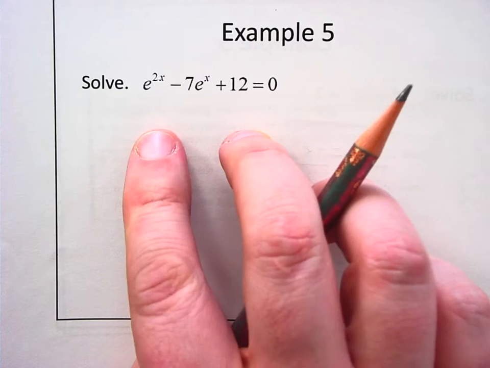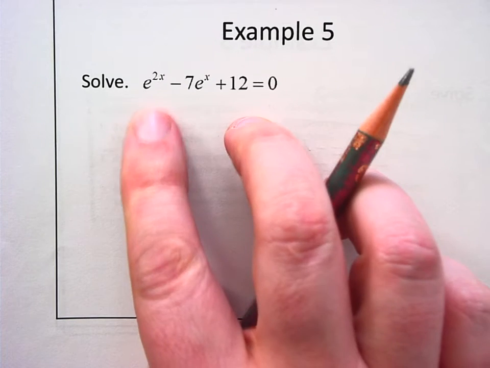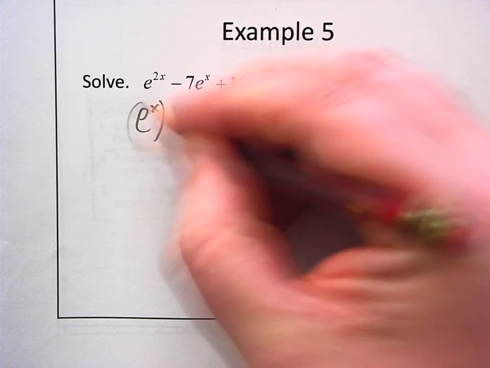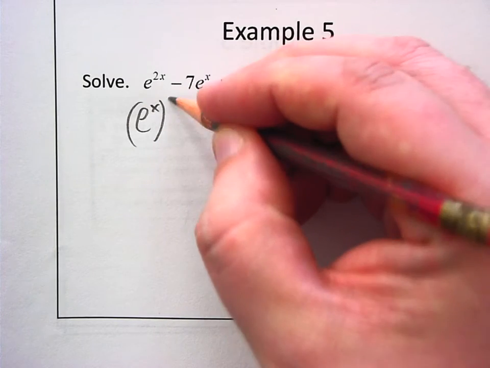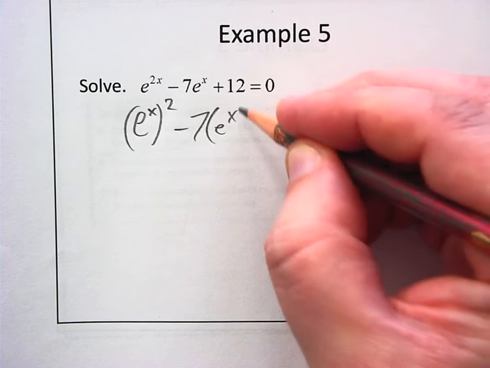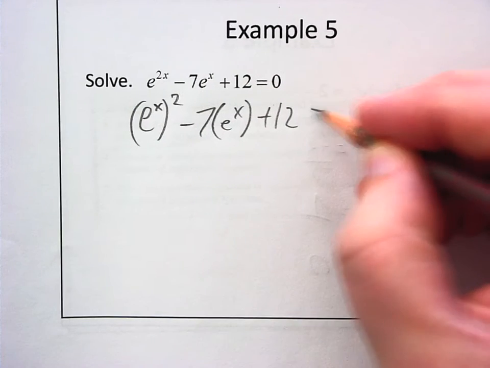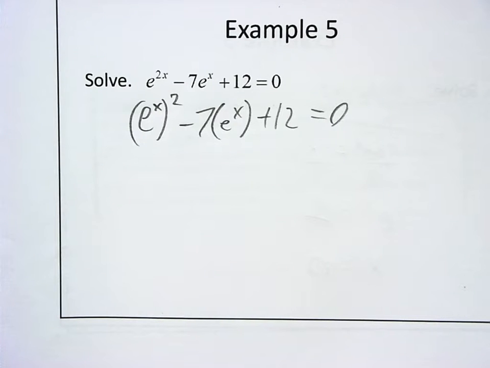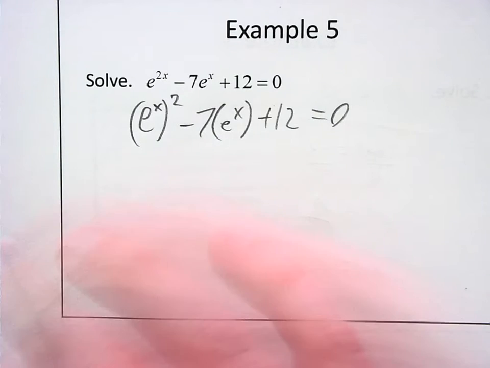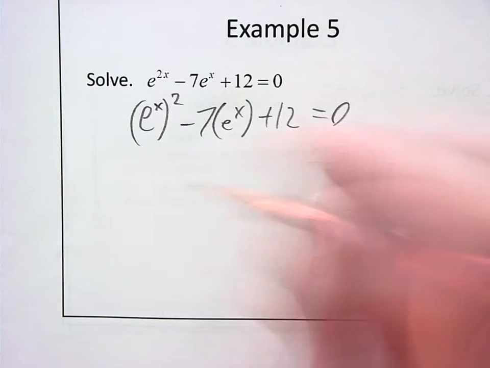Now, notice the format. If I change the way this e looks a little bit, e to the 2x is the same as e to the x raised to the second. Then if I minus 7 times e to the x plus 12, what does that look a lot like? Quadratic. It's a very odd quadratic, but it is a quadratic. So you can solve this using the quadratic formula, or you could just factor it. Instead of having x squared minus 7x plus 12, you have e to the x.